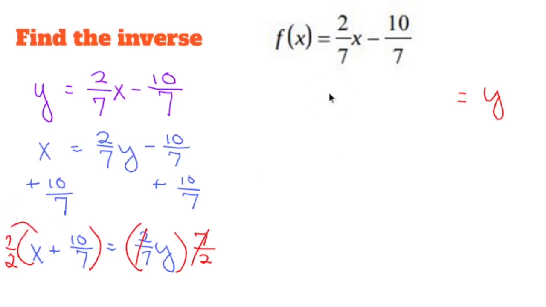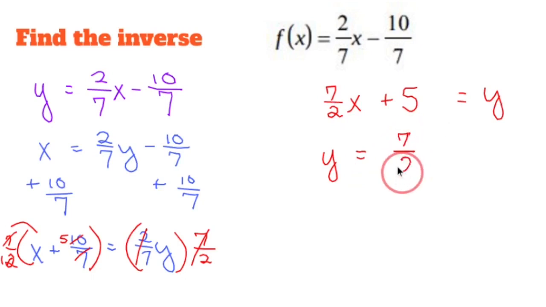7 over 2 times x is just 7 over 2 times x. 7 over 2 times 10 over 7 allows the 7s to cancel out. 10 over 2 becomes 5 over 1, which is just 5. So I get plus 5. Now what I'm going to do to make this look a whole lot better is move the y to the left and move this guy over here to the right. 7 over 2x plus 5.